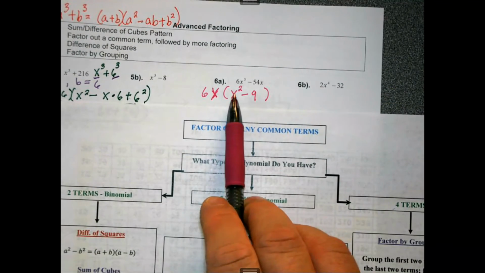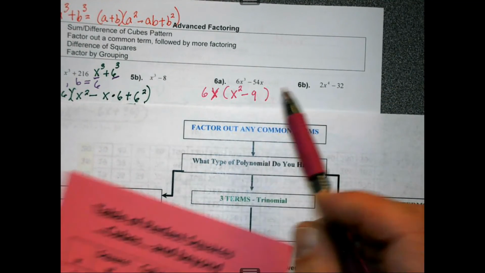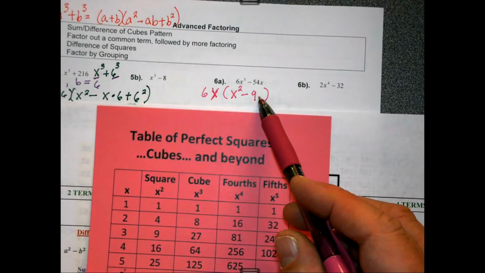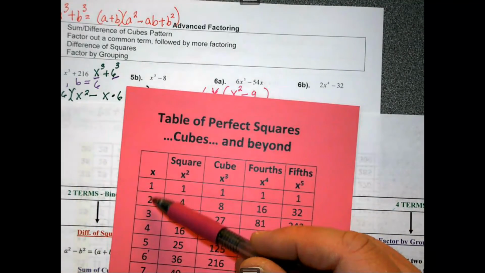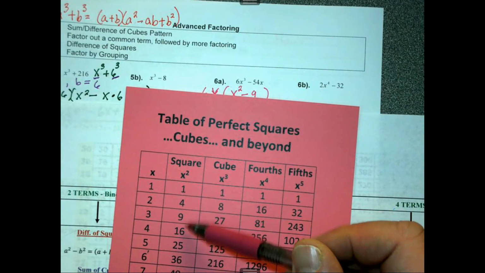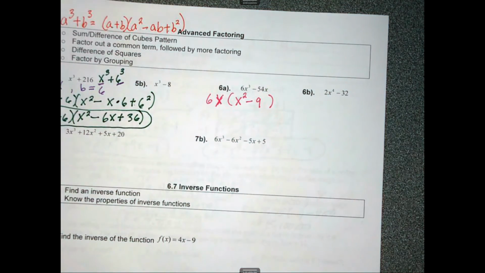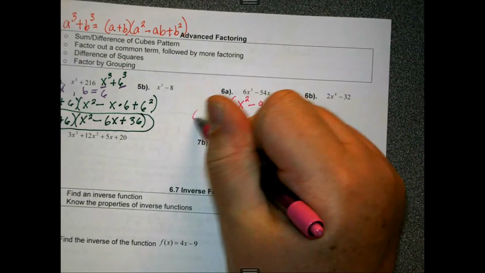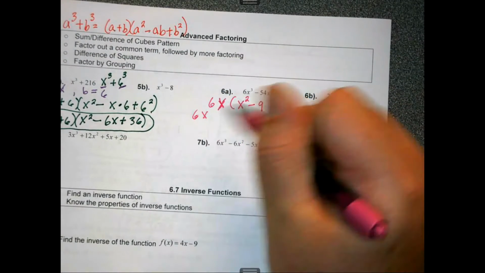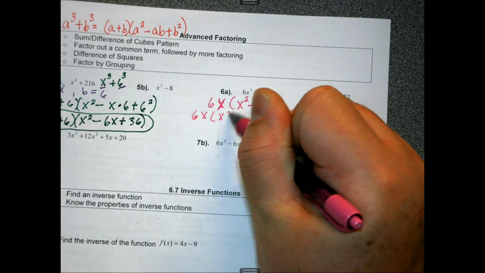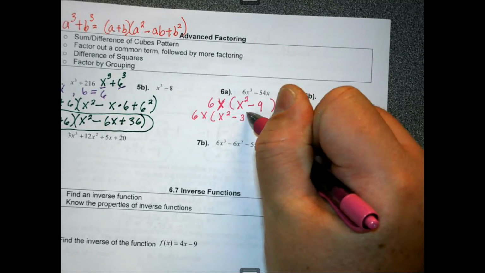Okay, let's look at x squared minus 9. Is 9 a perfect square? Well, let's see. 9 perfect square. Yes, it is. It's 3 squared. So I'm going to rewrite this. 6x, x squared minus 3 squared.